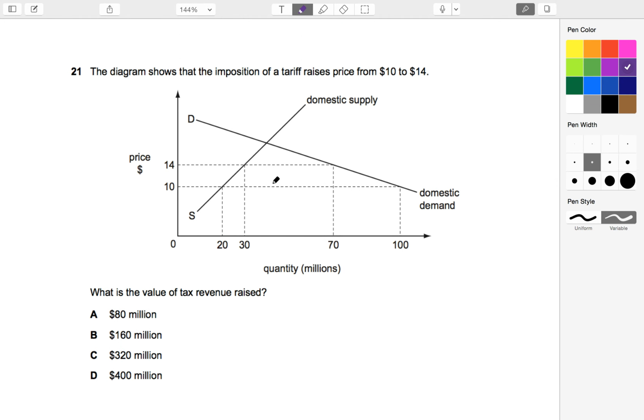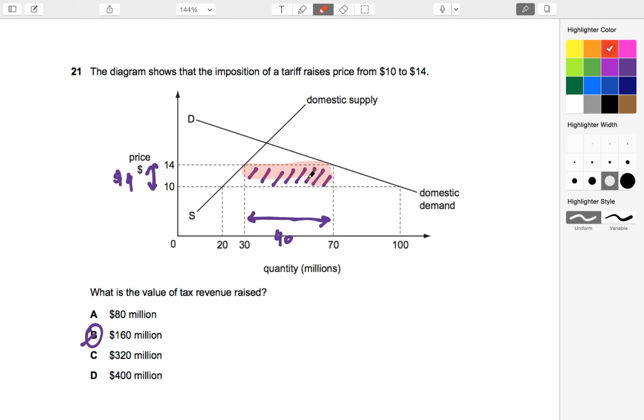For number 21, they say this: the diagram shows the imposition of a tariff raises the price from $10 to $14. What is the value of tax revenue? The tax revenue is basically this area. Why? Because after the tariff, the level of imports is going to be 40, and the tariff is the distance between these two supply curves, which means it's a $4 tariff. So 40 times 4, we're looking at 160 million as the tariff revenue, which is this rectangle here.